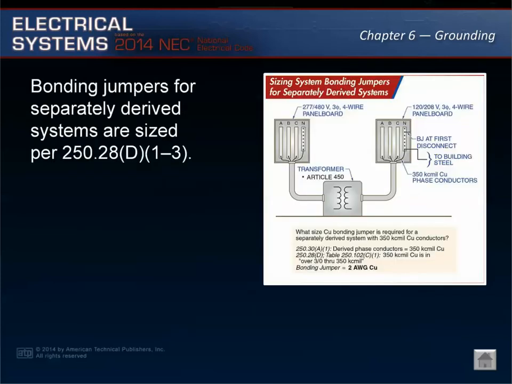The system bonding jumper shall be sized per Article 250.28(D). It shall not be smaller than the size as shown in Table 250.102(C)(1). For conductors larger than 1100 kcmil copper or 1750 kcmil aluminum, the bonding jumper is required to be not less than 12.5% of the area of the largest derived phase conductor.